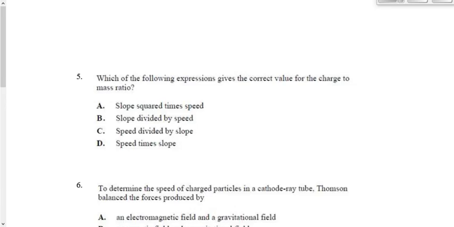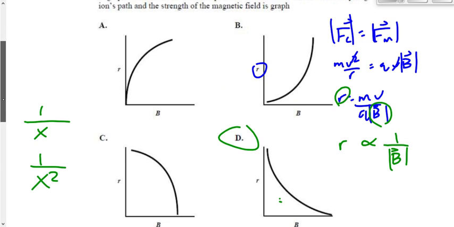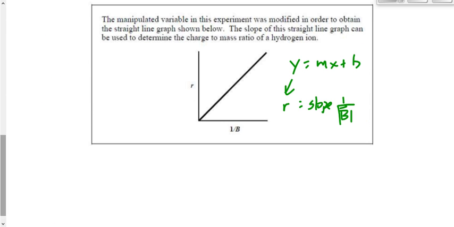Let's see. Which of the following expressions gives the correct value for the charge to mass ratio? Oh, okay, good one. We've got to go through that process, don't we? B, by the way, disappears, right? You can see clearly that it goes through the origin here. R is equal to mv over qB. We should derive that, but we just derived it twice for the last two questions, right? It's the same equation.